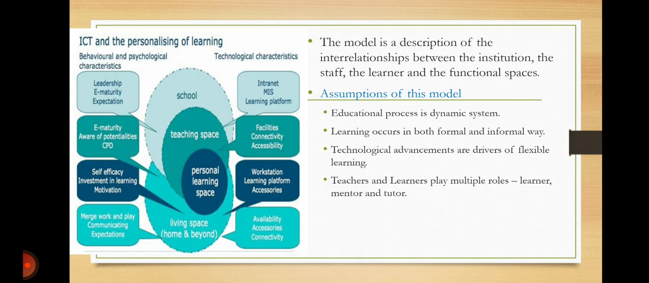In the third version of the teaching learning framework, the interrelation between behavioral characteristics and technological characteristics is considered in the context of functional spaces. This model can be implemented provided certain prerequisites are met, such as a dynamic education system, formal and informal ways of learning, and availability of the latest technologies. These are presented as assumptions or prerequisites of this model.